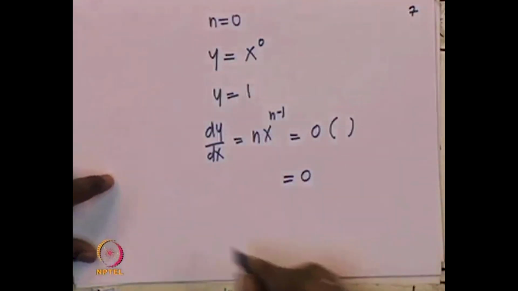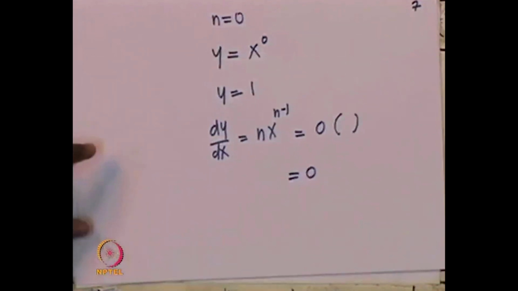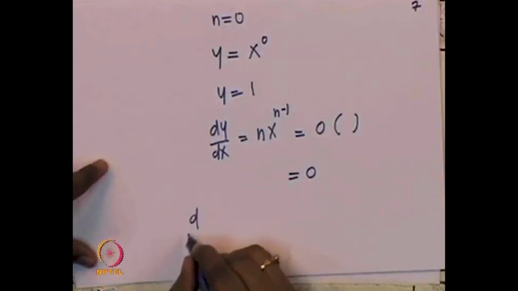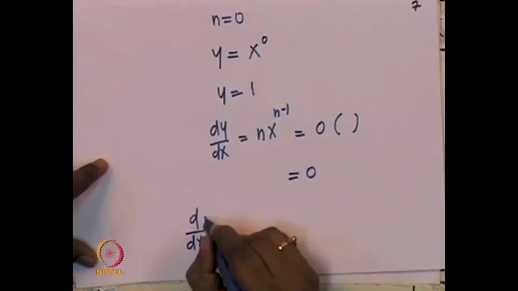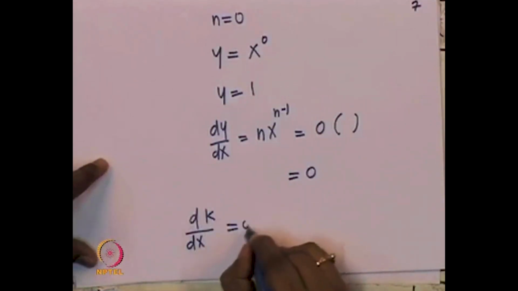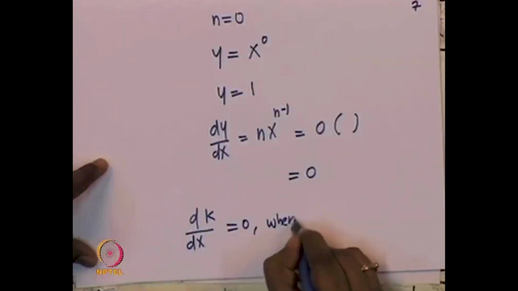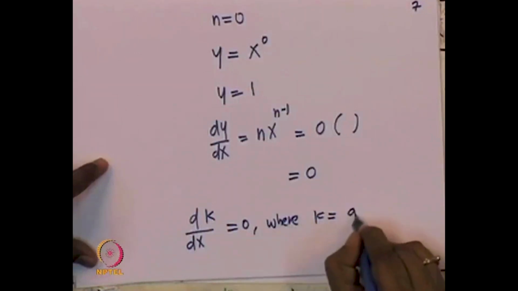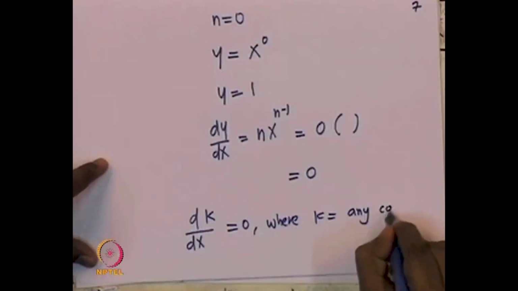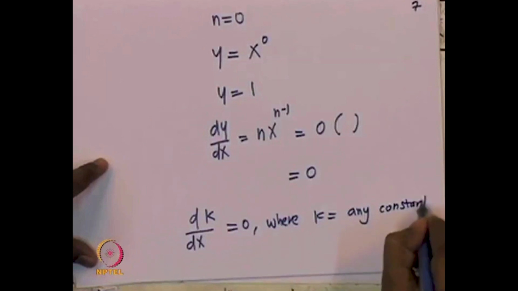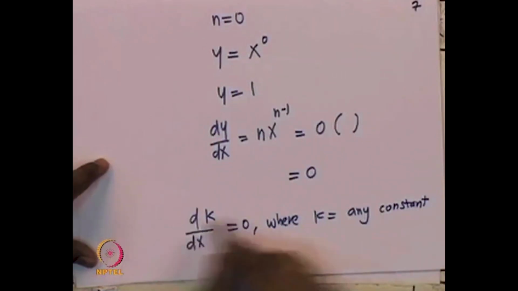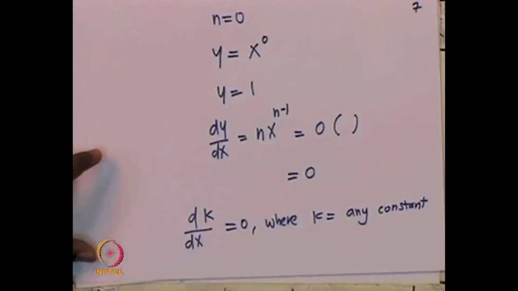It can be generalized that the derivative of any constant is 0. So the derivative of any constant k is 0, where k is any constant, any number. So the derivative of any number is 0. Again, we are not learning anything new, we just applied the rule we learned.